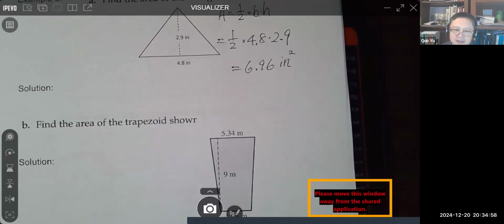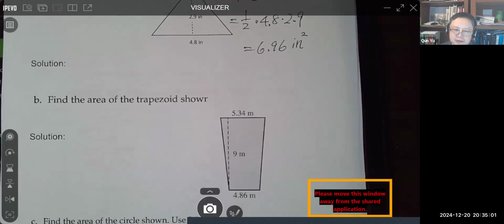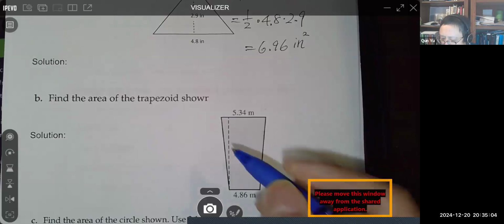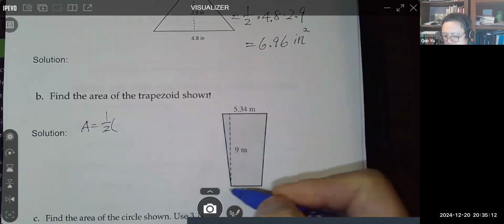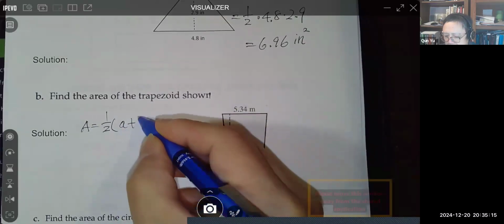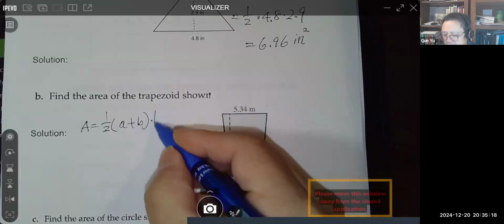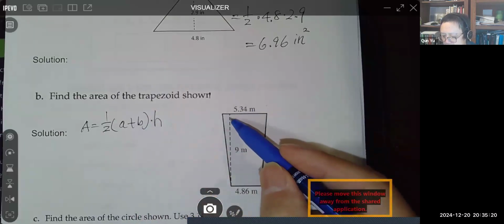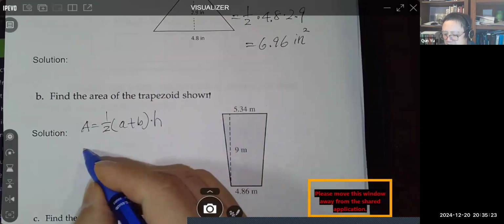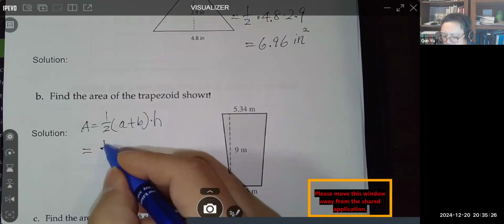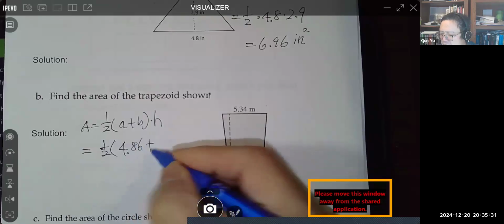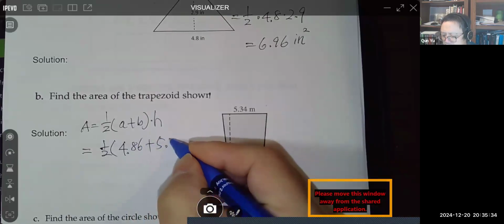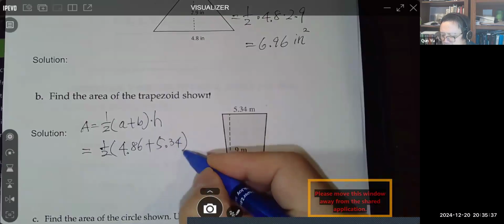Now let's look at another one. Find the area of the trapezoid shown below. So trapezoid area is half times the sum of these 2 parallel sides. One is called A, one is called B, then times height. Height is the distance between these 2 parallel sides. So this is a direct plug in. So half times 4.86 plus 5.34, then times height, which is 9.